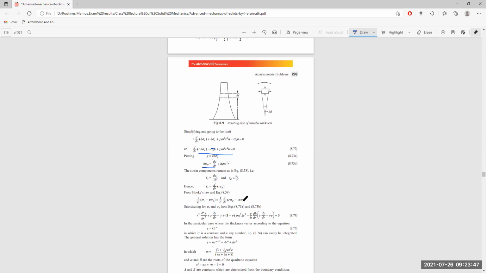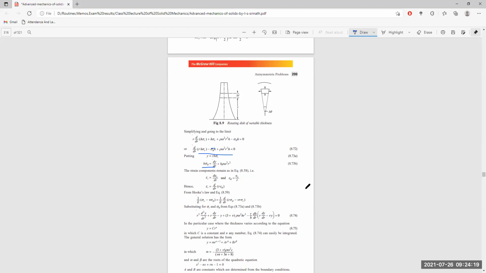We are putting the value of sigma theta and r itself, and getting the value in terms of epsilon. It is r into epsilon into v mu into r sigma itself. If we make the derivative, we'll reach this particular position here. Now substituting for sigma r and sigma theta, radial stress as well as circumferential stress, in these two equations.